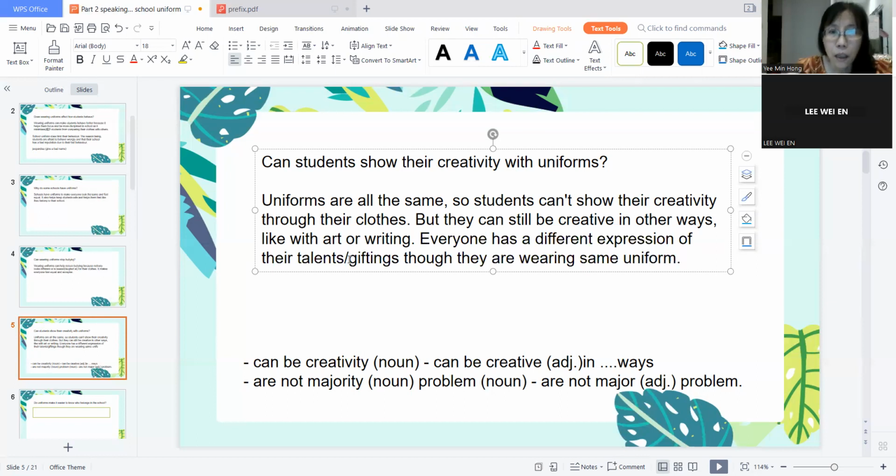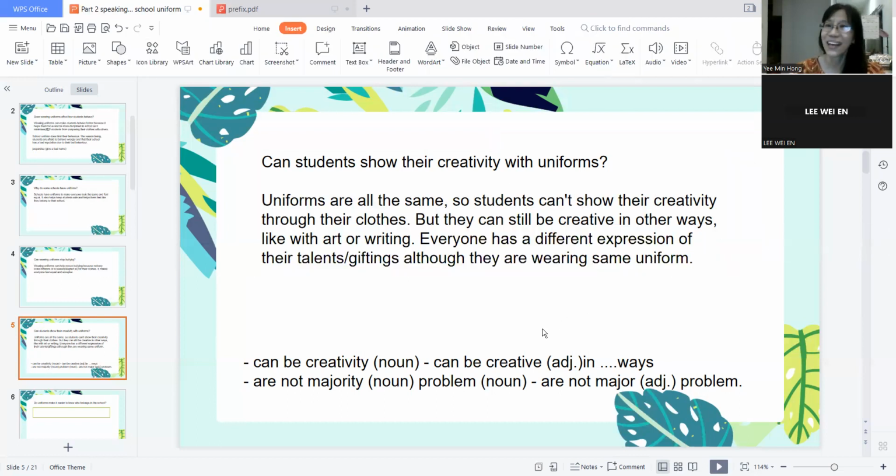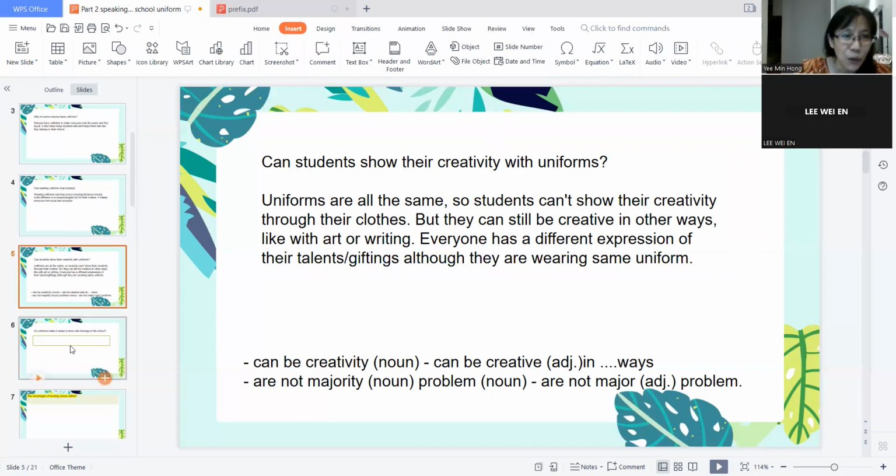All right. Okay, although they are wearing the same uniform. So this is how you can share your ideas. All right, you got it? Okay. All right, next one. Go on to the next.